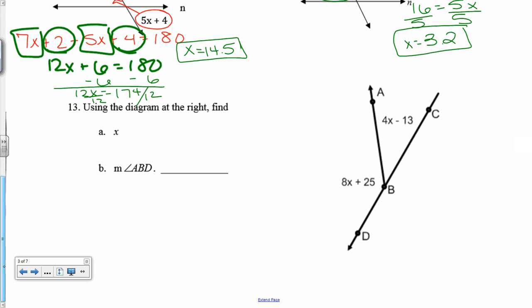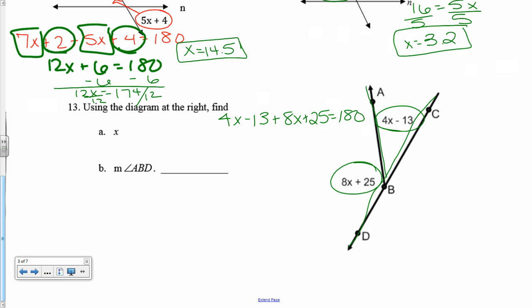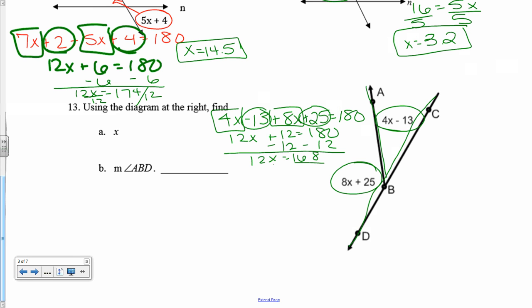Number 13, well, I have a line here, and I have two angles, so I know these are a linear pair. Linear pairs are supplementary, so I add them together to find x, and they have to equal 180 degrees. So then, combine my like terms. 12x plus 12 equals 180. Subtract the 12. Divide by 12. I get that x equals 14.